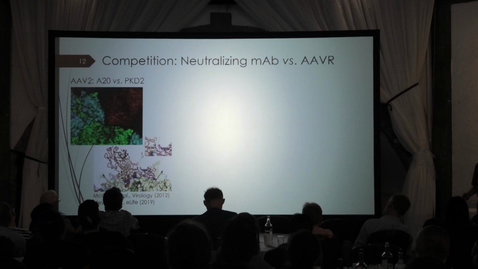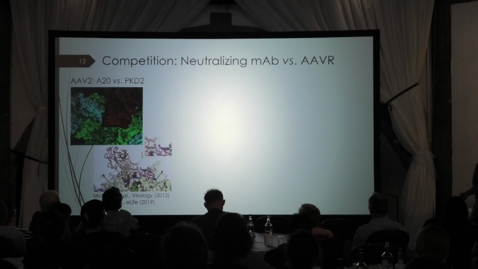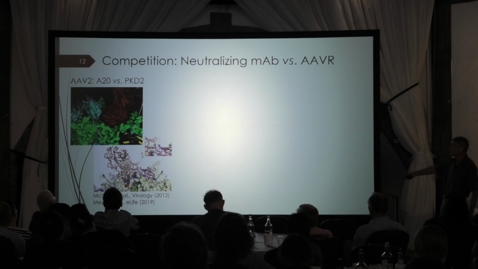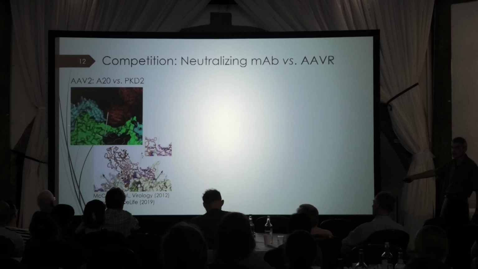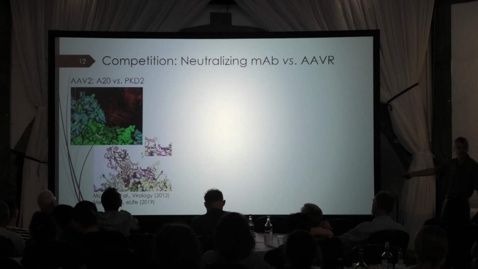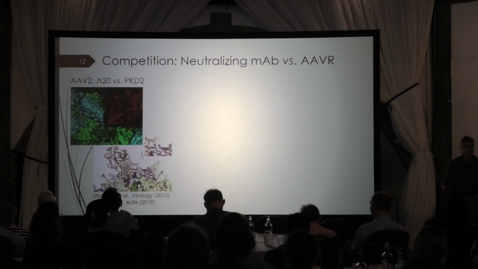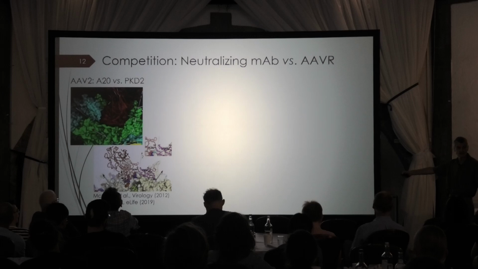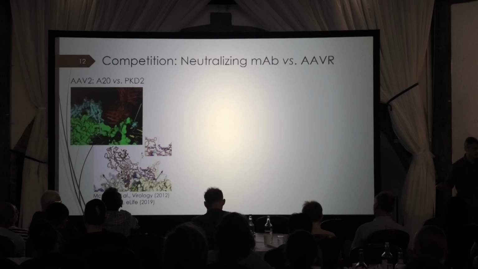So now I want to move to more solid ground, and that's antibodies binding and neutralization. I showed this at Brainard, and this is comparing the binding of PKD2 to AAV2 with a prior structure of a neutralizing antibody, A20 bound, and you'll see that there's conflict. This surprised us because the literature had defined the mechanism of neutralization of this antibody as being post-entry. And here we see pretty clearly that there would be interference between the antibody and the binding to receptor.